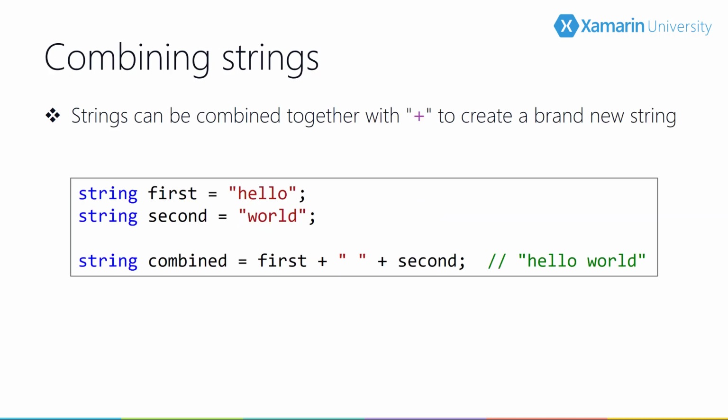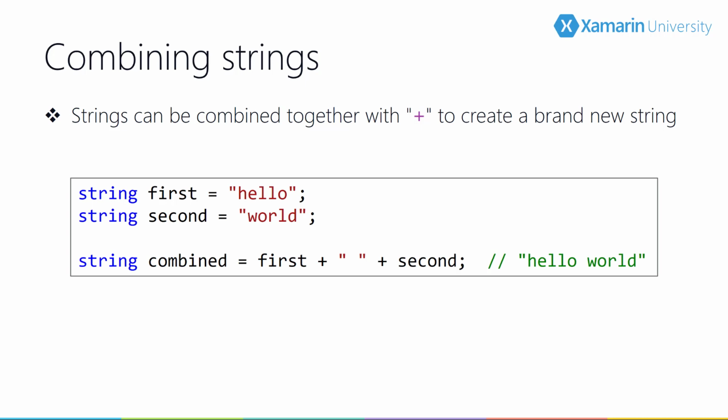Now, when you're dealing with strings, it's very common to want to combine strings together to build larger strings. And one way that we can do that is by using concatenation. Concatenation is basically using the plus operator. So first, take a look. We have two variables being defined. We have string first equals hello, string second equals world.